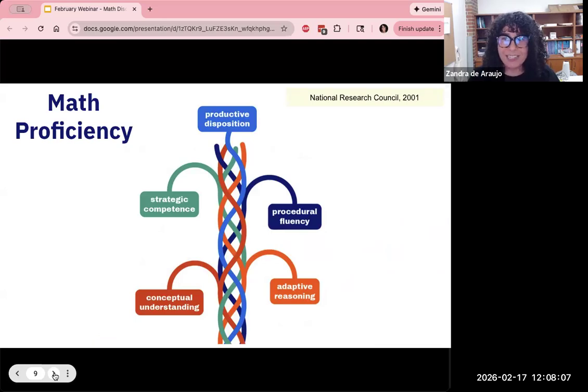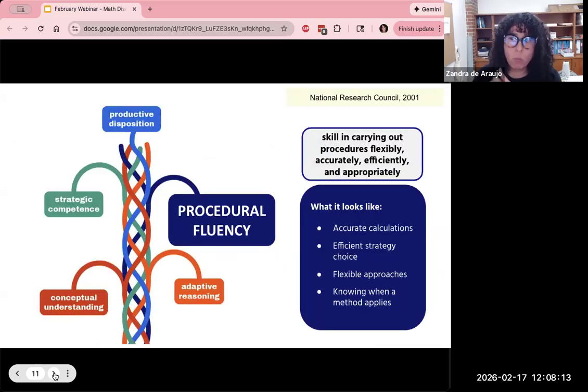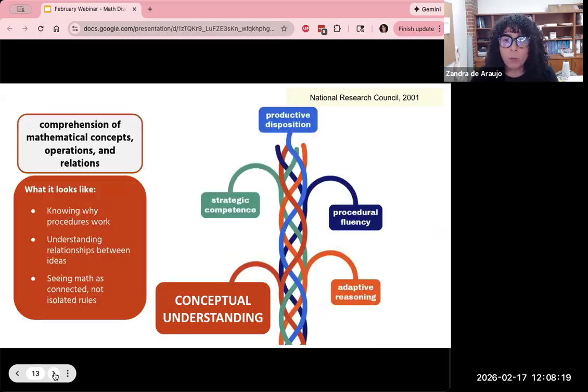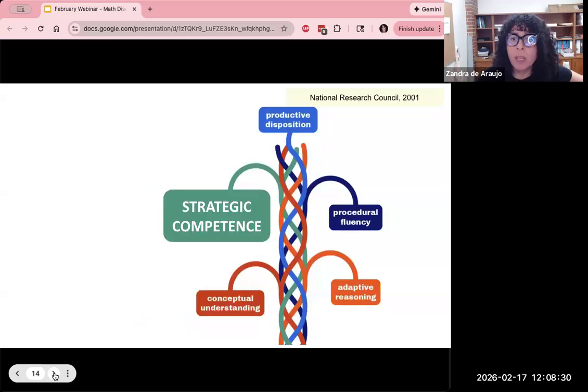But it's not just procedural fluency. It's not just being able to calculate answers. There's more to it. That is certainly one part of it. We want to be efficient, be flexible, know our procedures. But we also want to understand why things are working and understand math as patterns and connections, not just this is a rule, this is a rule, this is a rule, but how does it all work together?